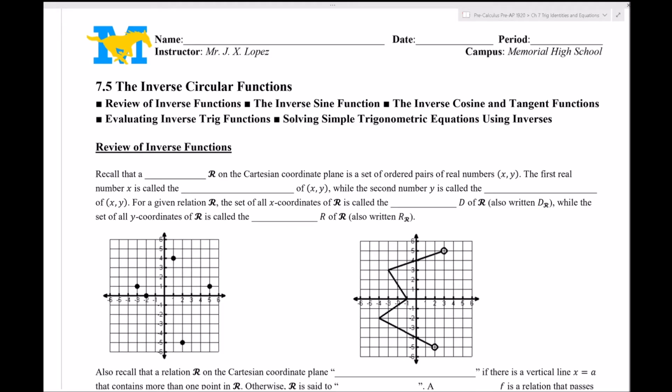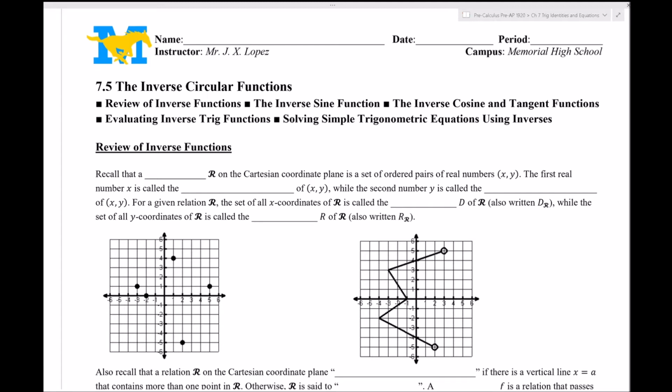7.5 Inverse circular functions. This is going to be the second to the last section in chapter 7. There's 7 total sections, but we're going to skip the 7th one. That one goes over like 1 or 2 problems, and they're not really that important. So 7.5 and 7.6 are the last 2 sections in chapter 7 that we're going to be going over.